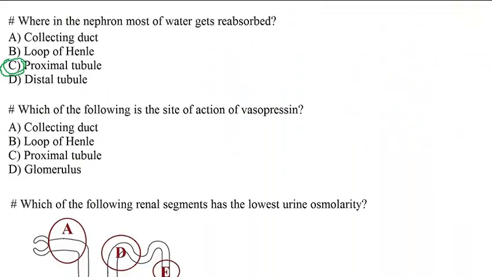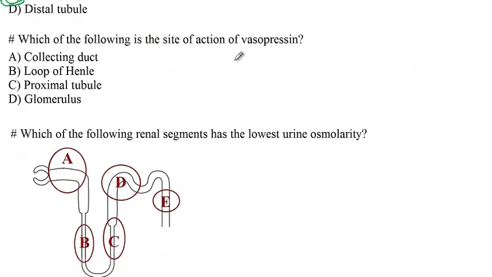Moving on to the next question. Which of the following is the site of the action of vasopressin? So we've already discussed it. Vasopressin is acting on the collecting duct. So collecting duct is the answer, versus the parathyroid hormone and aldosterone that are acting on the distal convoluted tubule. Okay, so the site of action of vasopressin is collecting duct.